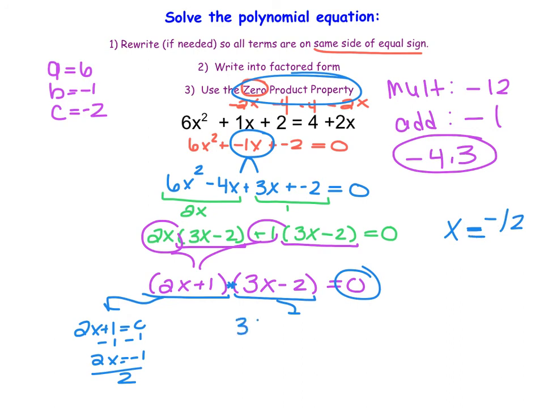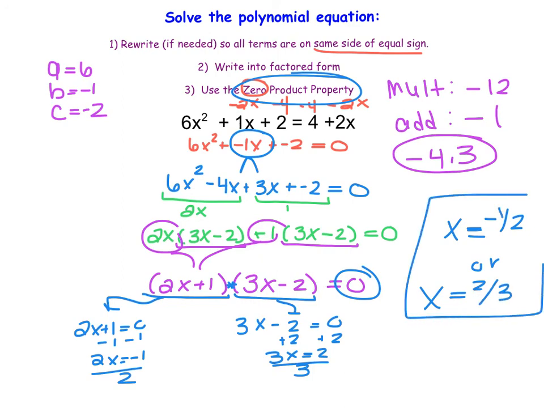And then we set the other piece equal to 0. We add 2 to each side, then divide by 3. We find the other option for x is that x is equal to 2/3. So we have negative 1/2 and 2/3.